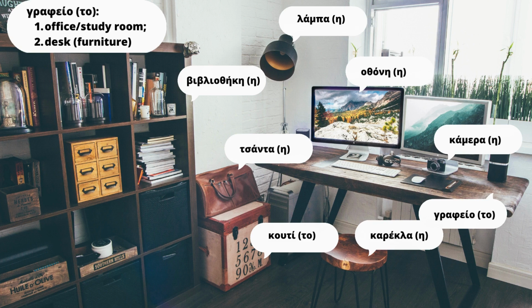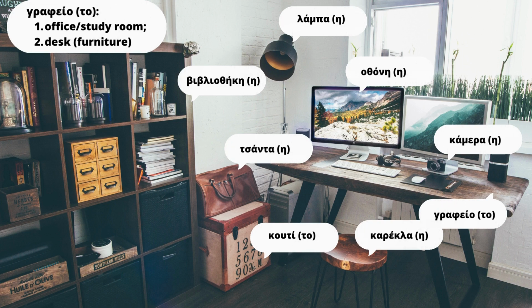So we continue with the office words. Again, on the top of the slide we have a reminder for the word το γραφείο. So this word has two meanings, as we already know. The first one is for office or a study room, and the second one is for the desk, the kind of furniture. So we have a desk here, which is called το γραφείο.